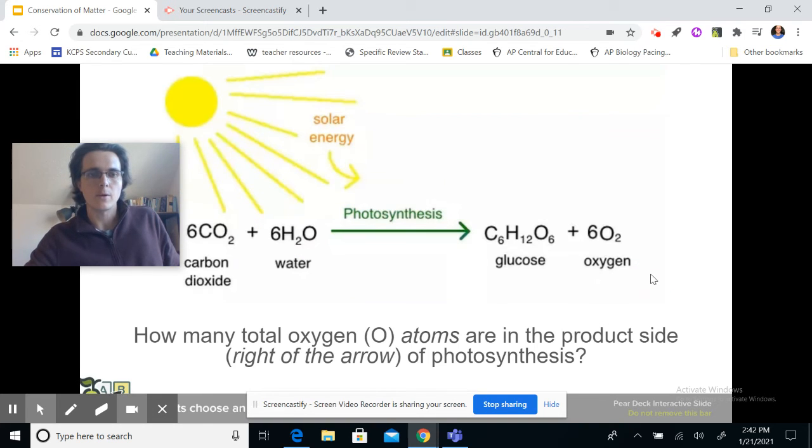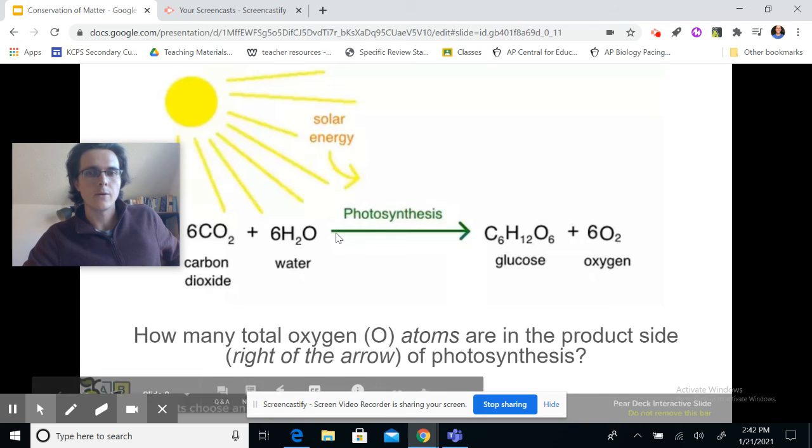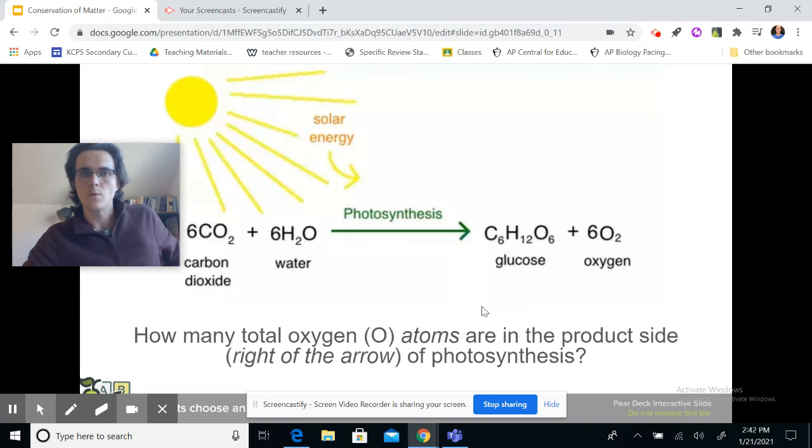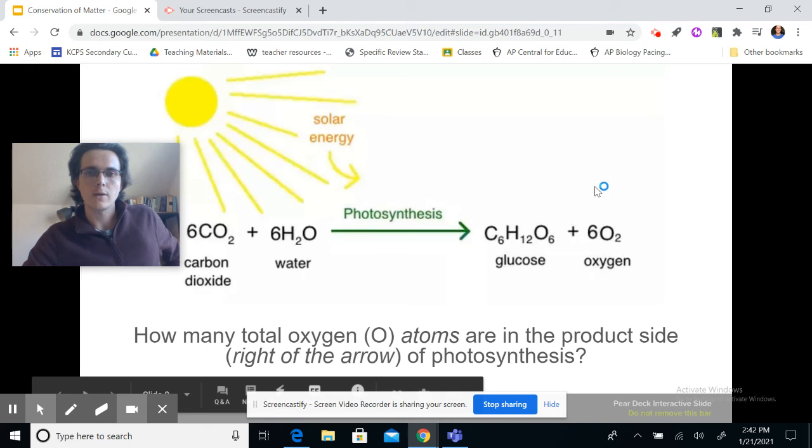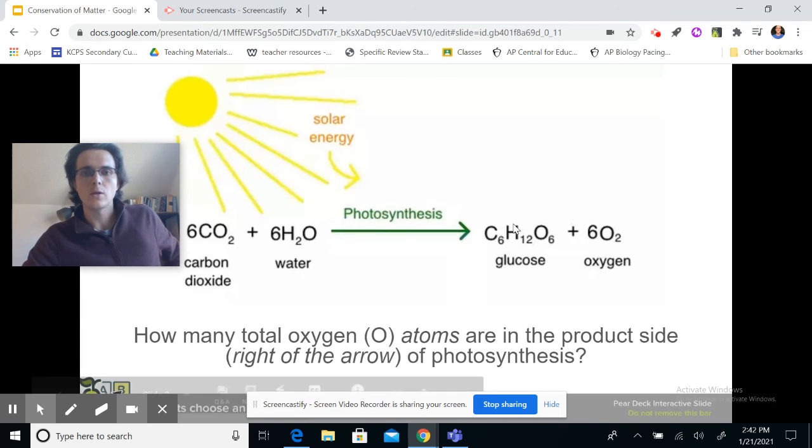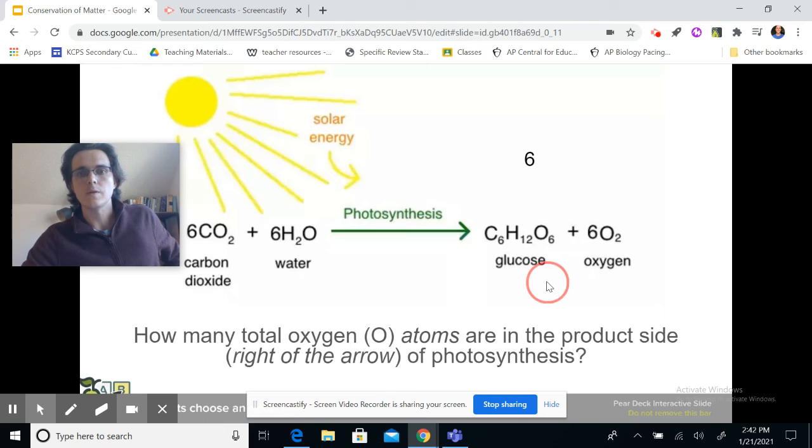The next step is the most complicated. How many total oxygen atoms are in the product side of photosynthesis? Remember, the reactant side is everything to the left of the arrow, and the product side is everything to the right of the arrow. So we're counting the total oxygens in glucose and in oxygen. I'm going to start with glucose. How many oxygen atoms are in glucose? Well, because of the subscript, you can see there are 6 oxygen atoms in glucose.